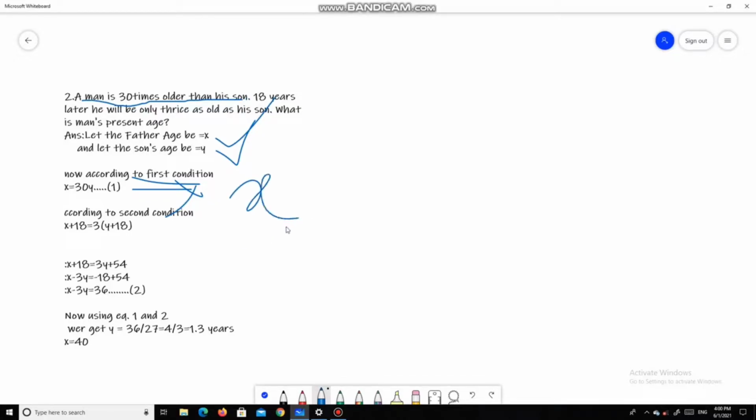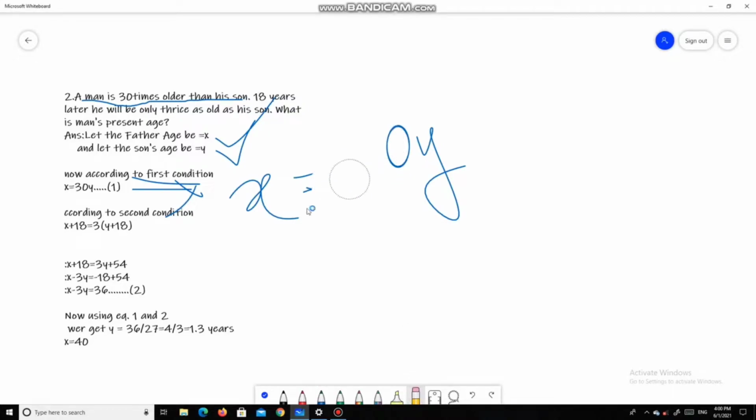If the man's age is x, then his son's age should be, and we have to keep the equal sign in between, so here we also have to keep 30 and so on. So we kept x as the man's or father's age, and his son's age is 30y. So this is the first condition.